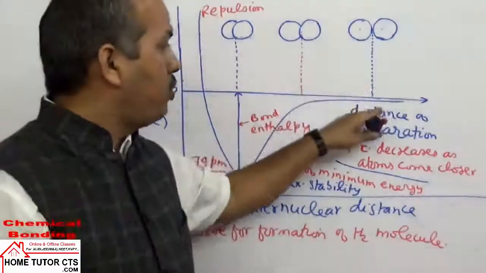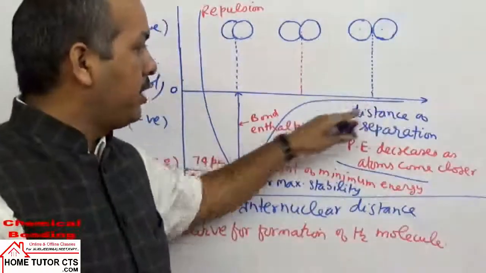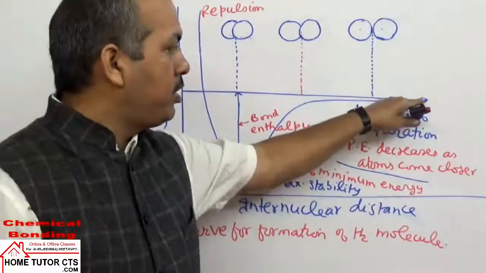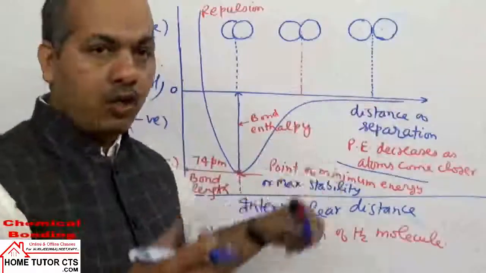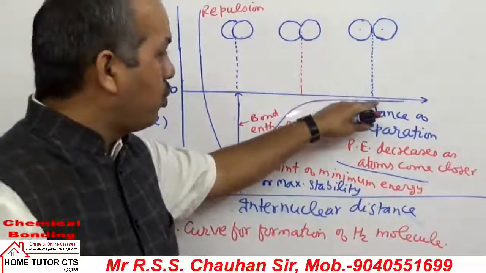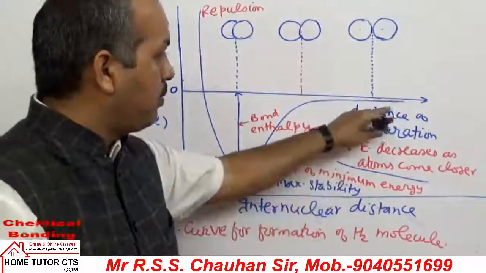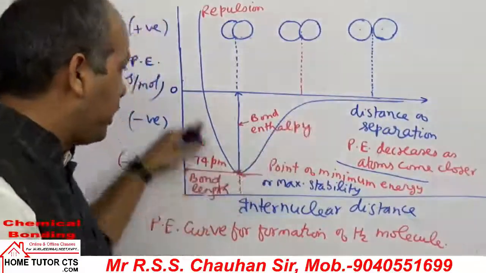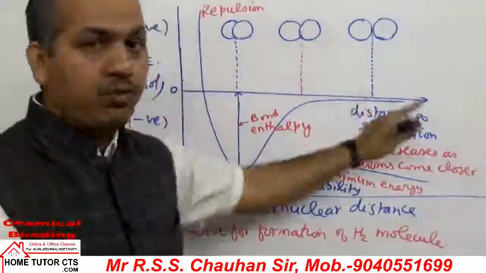Now when they come close, energy starts decreasing. We don't write them at the 0 point in any case. When they are coming closer, energy starts decreasing. So what happens when the atoms are coming closer? This graph will be read in this direction, not this way.